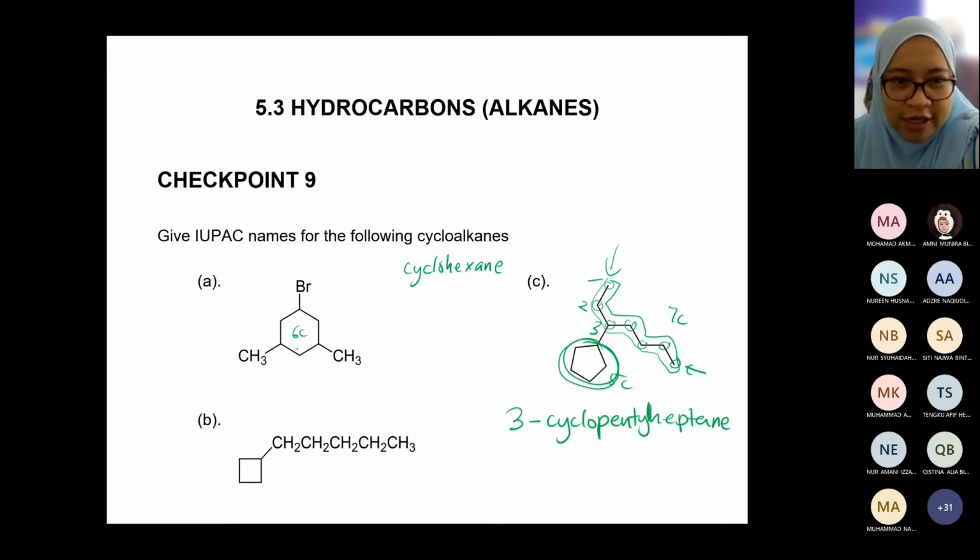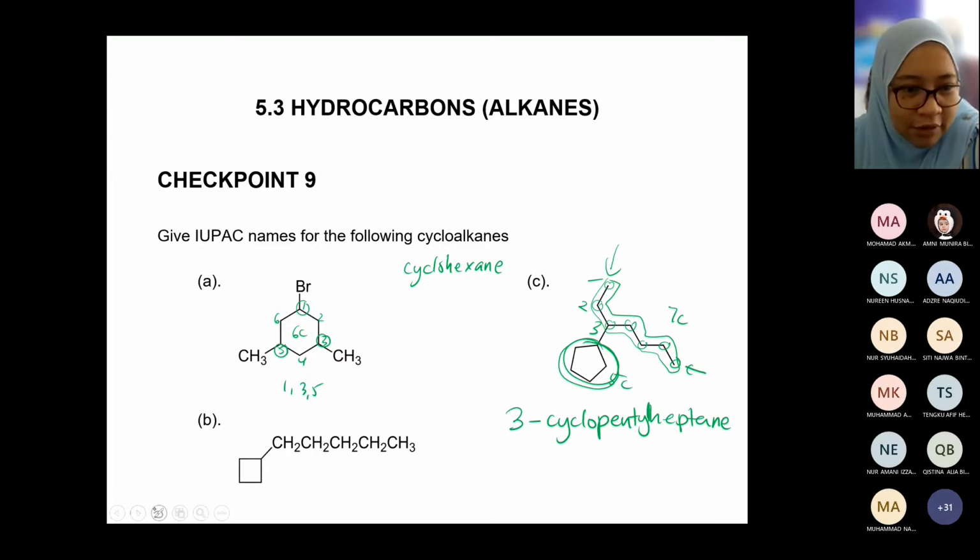So either way pun you still akan dapat numbering yang sama. You start from here. Kata you start from here. 1, 2, 3, 4, 5, 6. You akan dapat 1, 3 dengan 5. Betul tak? 1, 3, 5. Kata kalau you nak start from here.